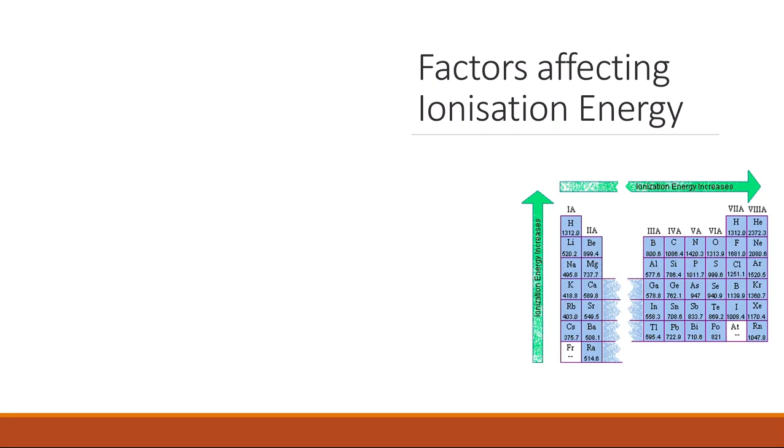So what are the different factors that affect the ionization energy? If we look at the first and second ionization energy for sodium, for example, you're going to find there is a big difference between those. And if you compare the first ionization energy of different elements, you're going to find different values. There are three factors that affect the ionization energy.